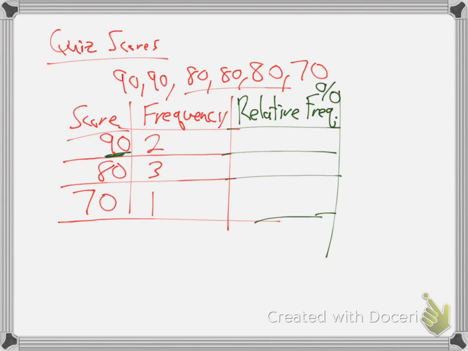6. There's only 6 scores up there. So we would say 2 out of 6 were in the 90s. 2 over 6. And then just hit the buttons on your calculator.